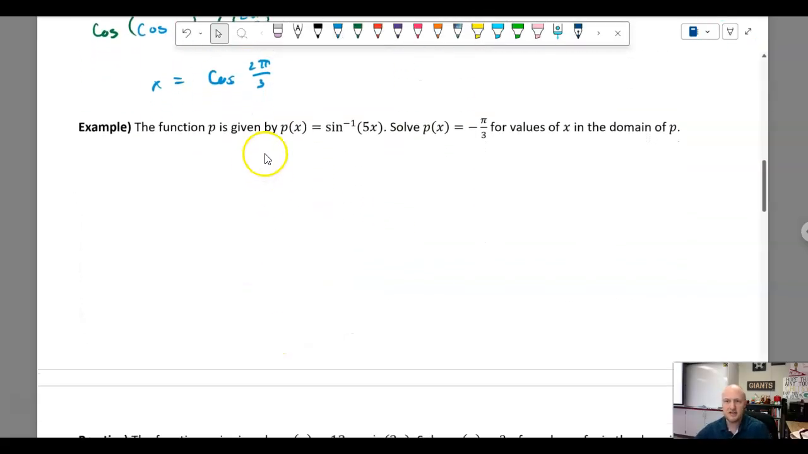The function p is given by p of x equals sine inverse of 5x. Solve p of x equals -pi thirds for values of x in the domain of p. So again, I'm going to take p of x, which is arc sine or sine inverse, and it's actually 5x, and we set it equal to -pi thirds. So it's really kind of easy. We're solving for x. How do I undo a sine inverse?